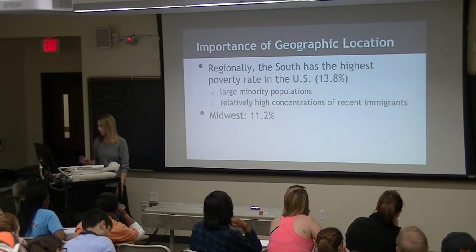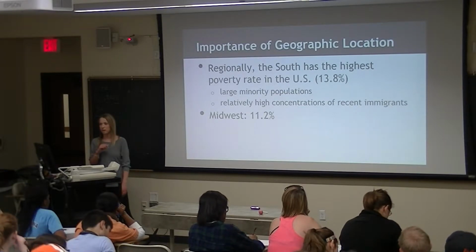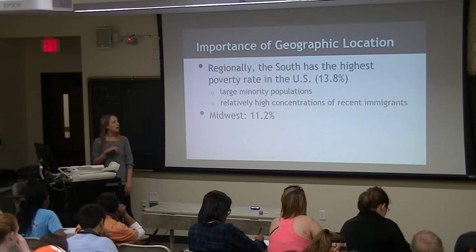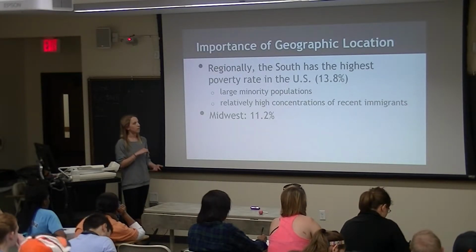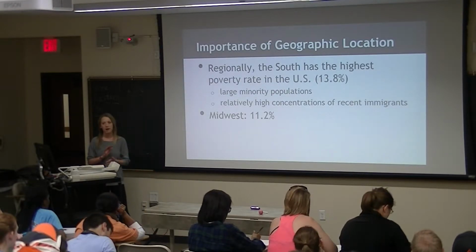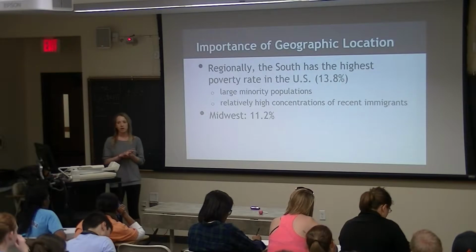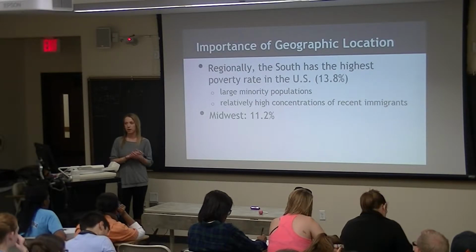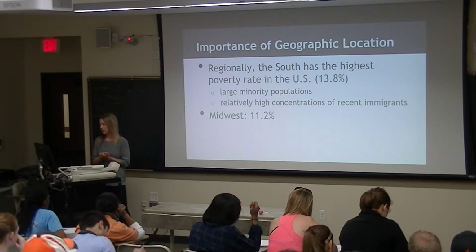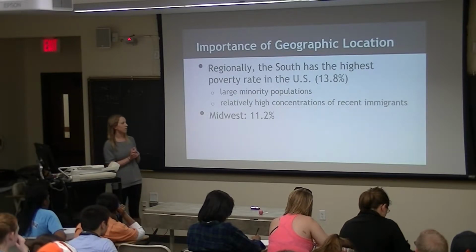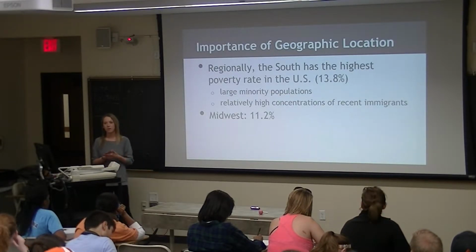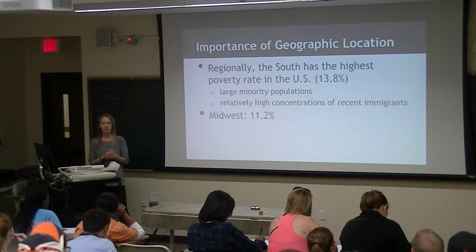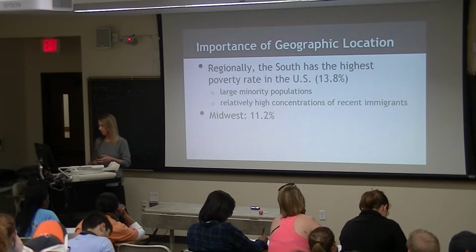So when we're talking about the United States, regionally the South has the highest poverty rate in the U.S. with 13.8%, followed very closely by the West. And this can be due to large minority populations that live in these areas and relatively high concentrations of recent immigrants, both of which are historically disadvantaged segments of the population and are more likely to hold a good amount of poverty in the United States, as we saw in the previous graph. At least it surprised me. Is anybody else surprised that the Midwest had the lowest poverty rate in the U.S.? I was. I don't know how you guys feel about it.